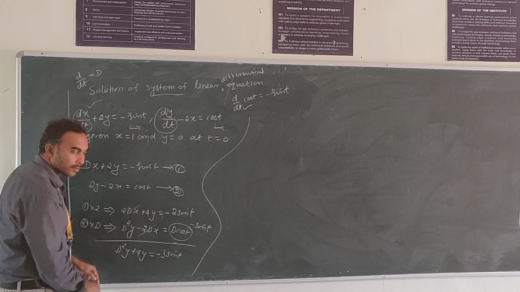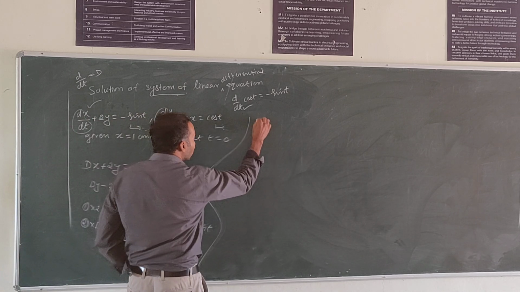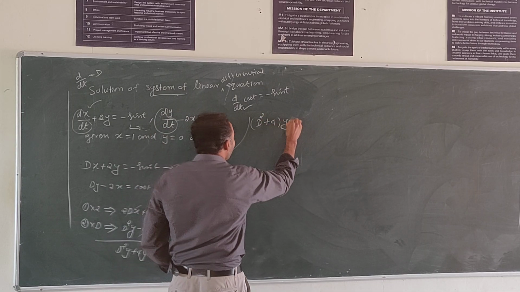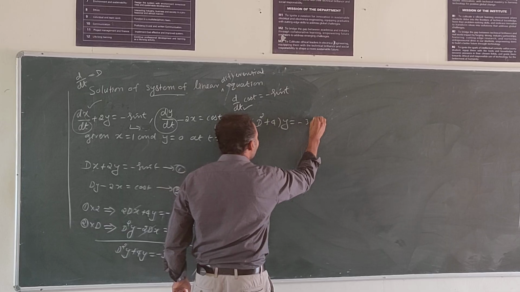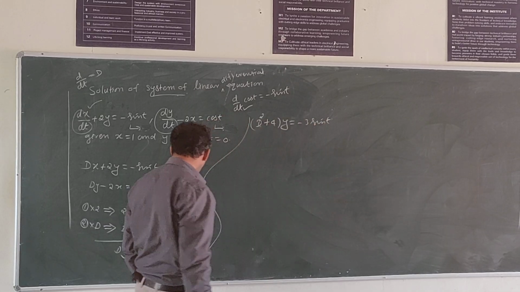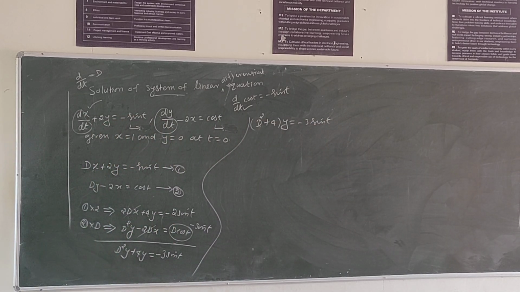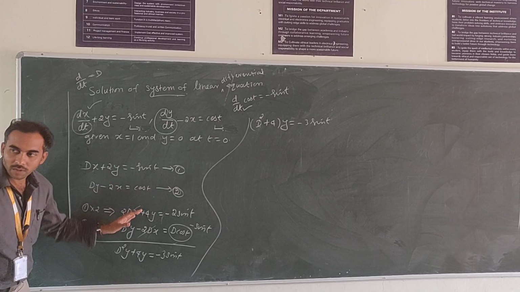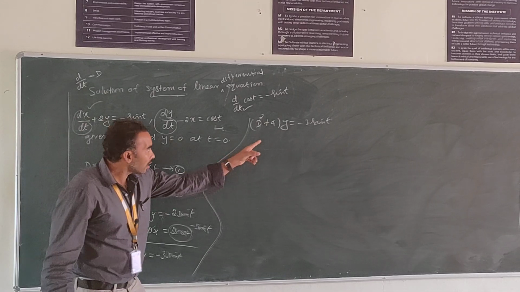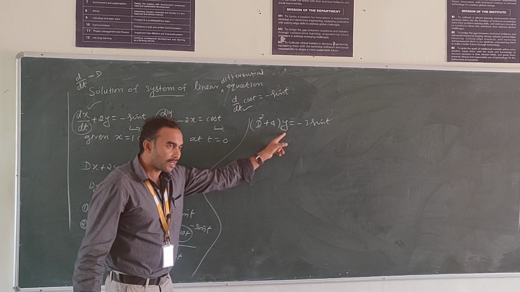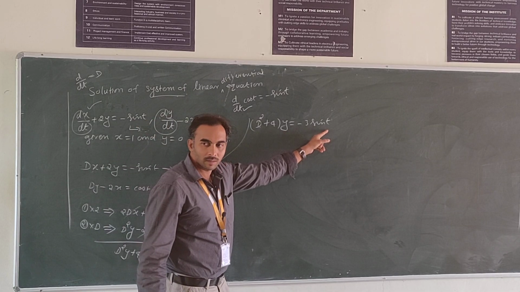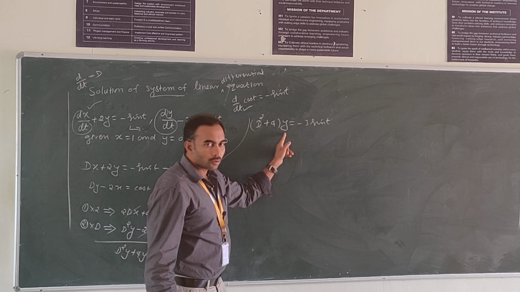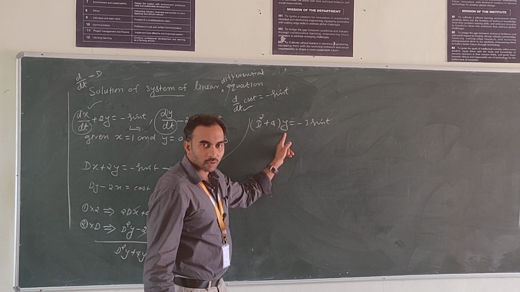Next, here which one is common? y is common. So D square plus 4, into y, equal to minus 3 sin t. Here only one variable is there, y. t is an independent variable. So we can solve this differential equation.